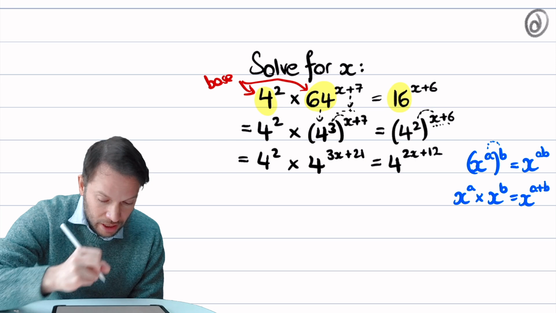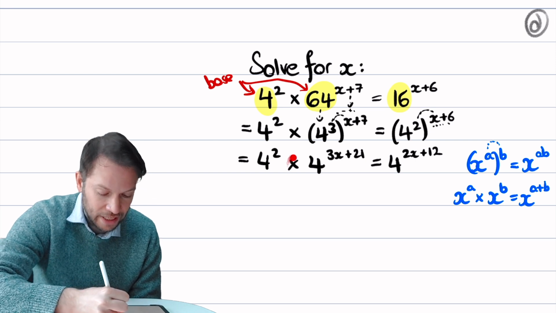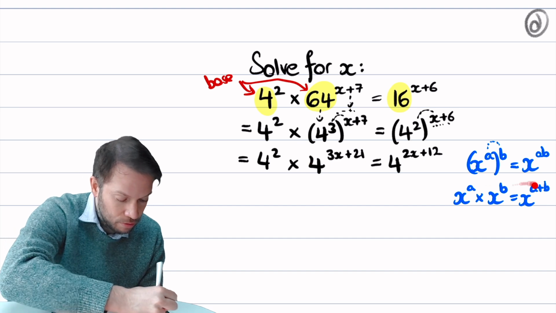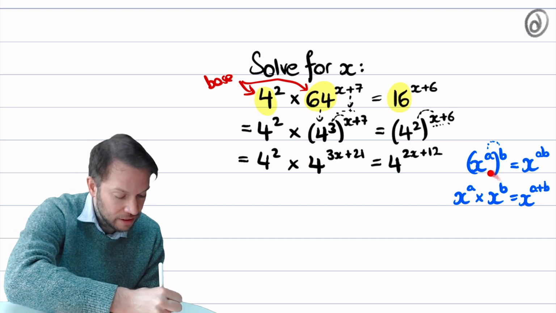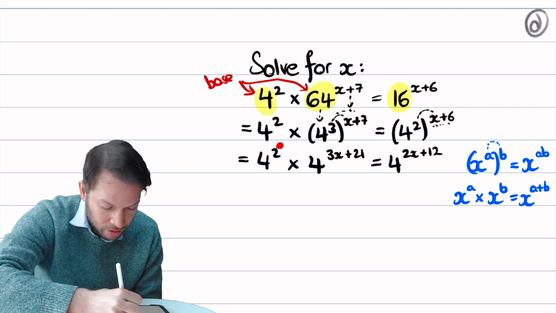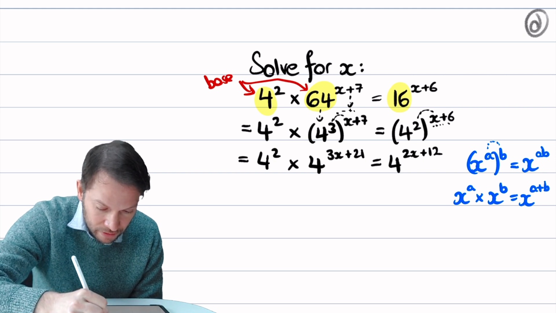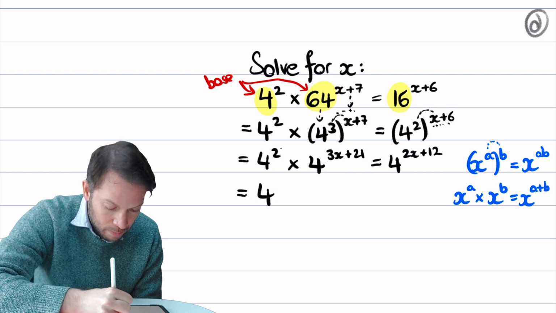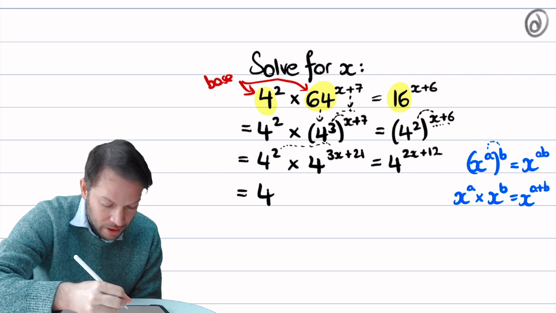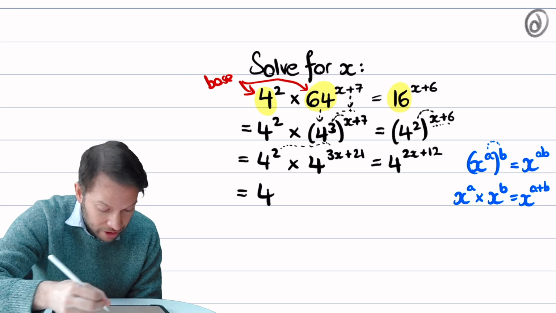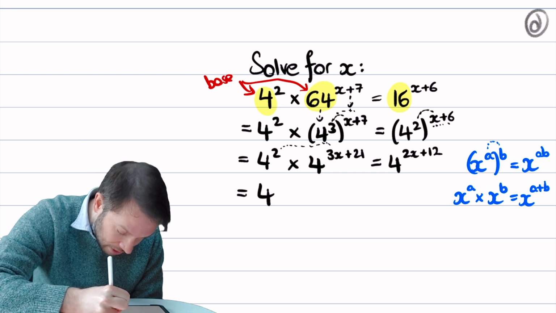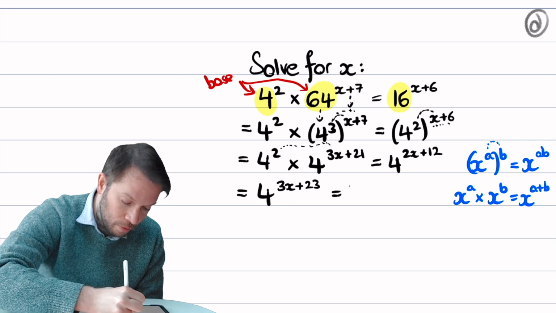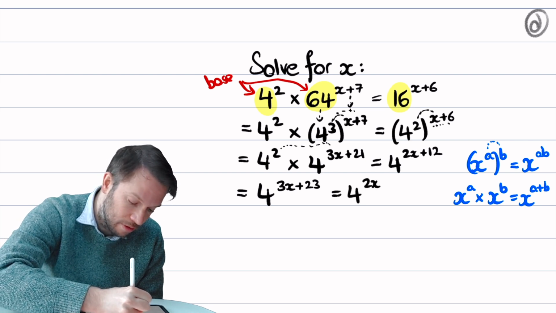Now we can see that we've got a multiplication of 2 powers with the same base. So as per this rule here, we can just add these indices together. So we add the 2 and the 3x plus 21. So we're going to get 4 to the power of 2 plus the 3x plus 21. Well, 2 plus 21 is 23, isn't it? So we're going to get 3x plus 23. And then that is equal to 4 to the power of 2x plus 12.